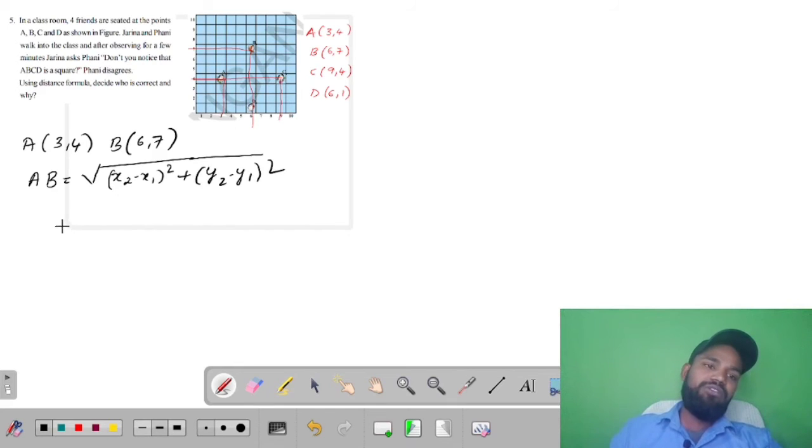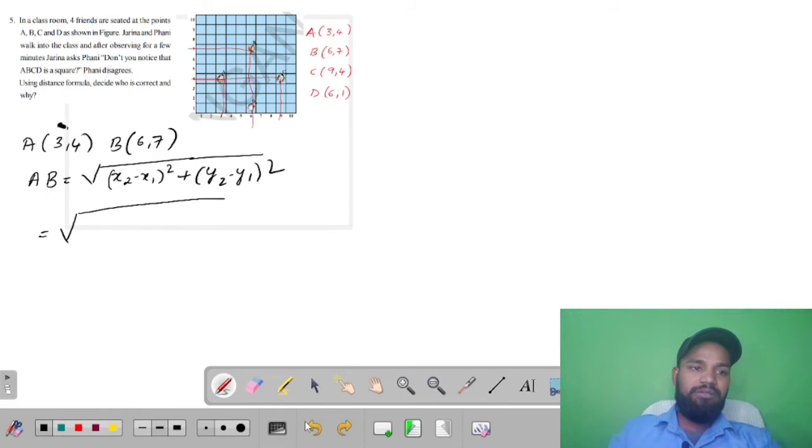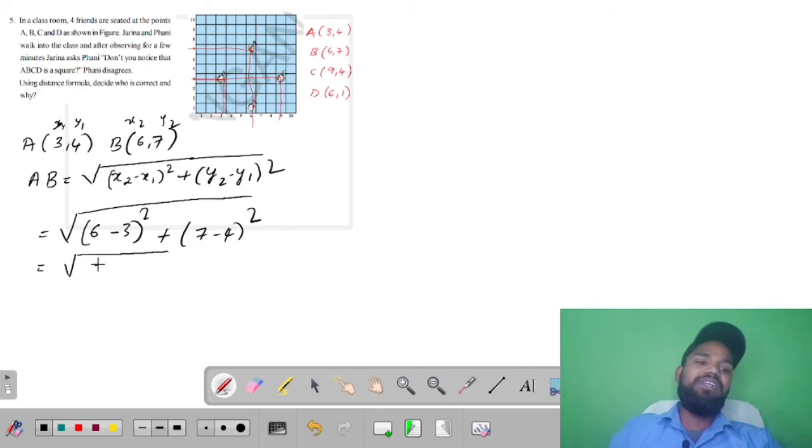Okay, so now just substitute them in the equation, we get the values. This is x1, this is y1, x2, y2. Now what is x2? X2 value is 6. 6 minus x1 value 3 whole square plus y2 value 7. What is y1 value? 4 whole square. Now just do this. 6 minus 3 is 3, plus 7 minus 4, which is also 3.